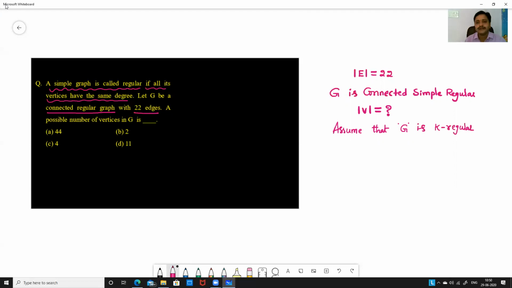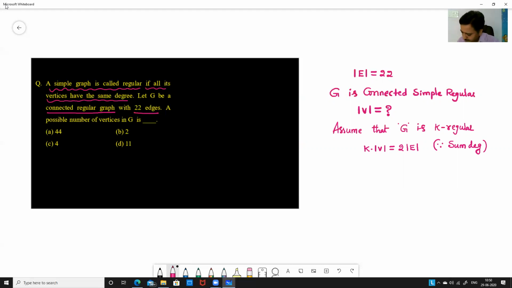Assume that G is K regular. If it is K regular, then K times the total number of vertices must equal 2 times the number of edges, by the sum of degrees of vertices theorem. The theorem says that the sum of degrees of all vertices must equal 2 times the number of edges. So we have V vertices and each vertex has degree K, therefore K times V equals 2 times the number of edges.